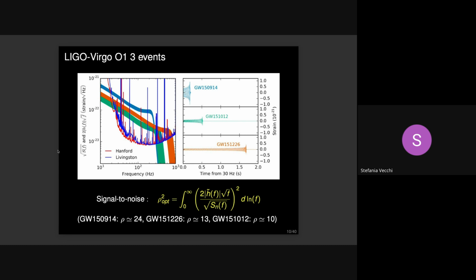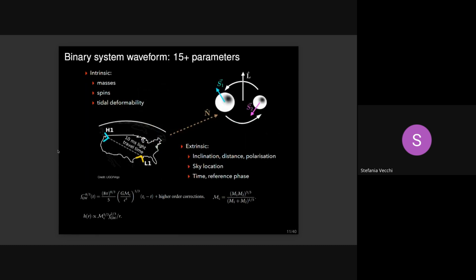So the problem with the matched filter is that to describe the waveform fully, one has to use many parameters, 15 or maybe more. So in principle, one has to go through a parameter space that is 15 dimensions, try every possible waveform to find the best one.